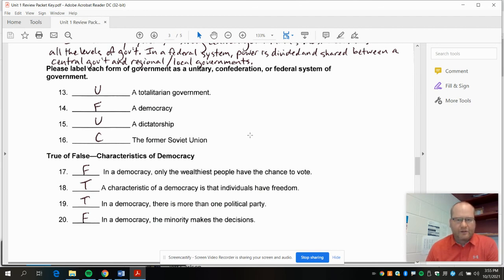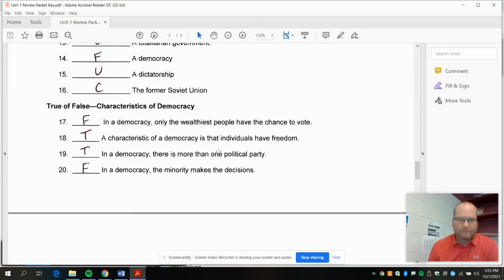19, in a democracy, there's more than one political party. True. And 20, in a democracy, the minority makes the decisions. That's false. The majority usually makes the decisions.